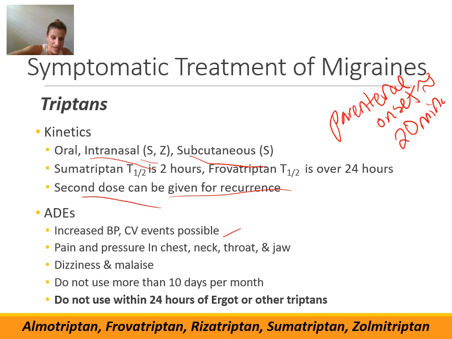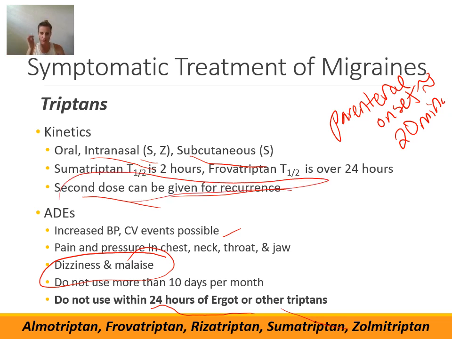Common side effects, dizziness and malaise are most common, kind of general side effects. There are a few cautions and caveats with the use of triptans. They should not be used more than 10 days per month, just per recommendations from the drug. Also, they should not be used within 24 hours of the ergot alkaloids, which are the other migraine medicines that we're going to talk about next, or within other triptans. So patients shouldn't be combining triptans and going back and forth from one to the next. Again, I said that you can give a second dose of the same medication for a recurrent headache, but they should not be flipping around from one agent to the next.